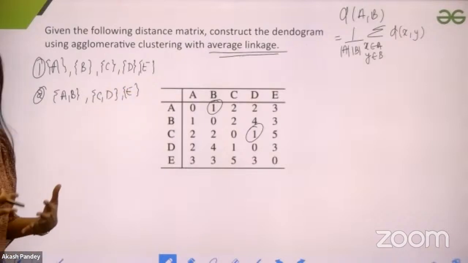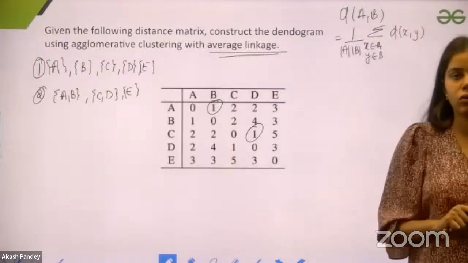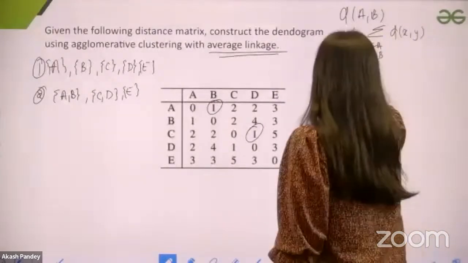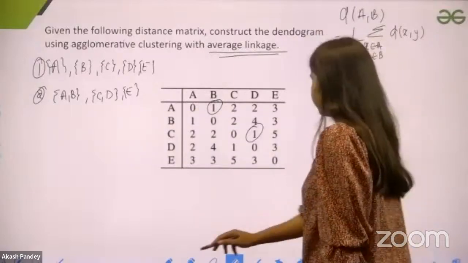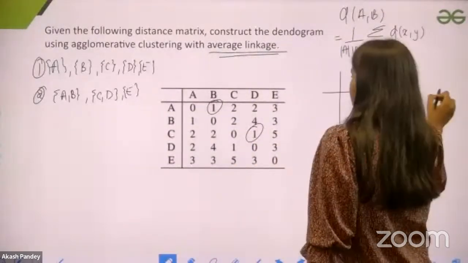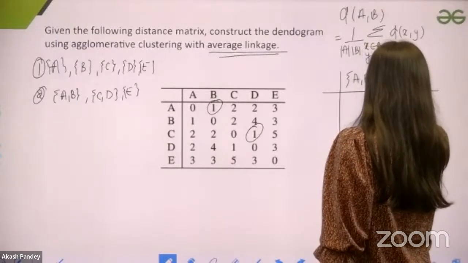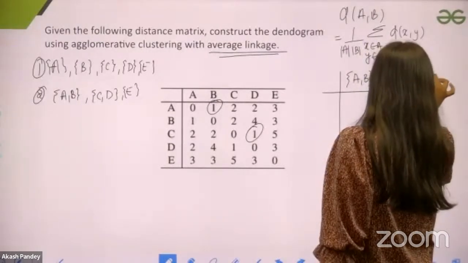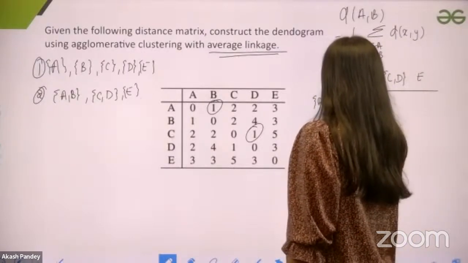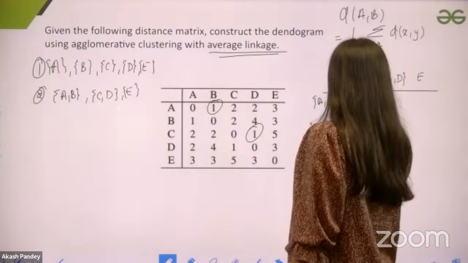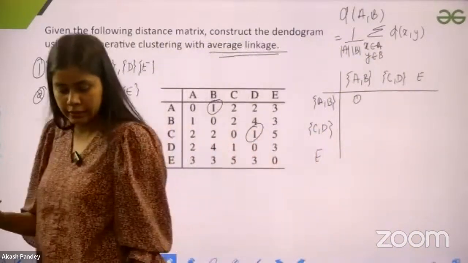Now again, I have to find a distance matrix to combine two clusters. So how do you find the distance? I'll do the same thing. Let's find the distance. I'll have the points A comma B, C comma D, E, and then the points A comma B, C comma D, and E. The distance of A comma B with A comma B is 0, right?